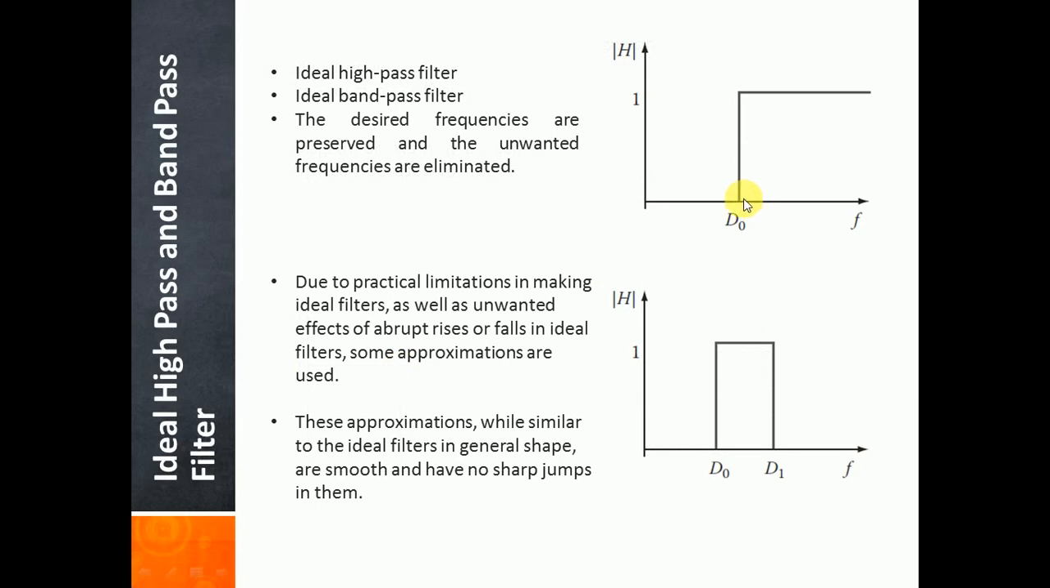An ideal high pass filter would look like this, where beyond D0 all the frequencies are allowed, whereas before D0 they are eliminated. This is a band pass filter, so it only allows frequencies within a particular band to pass through the system. Now these are examples of ideal low pass, high pass and band pass filters, and they're hard to make. And some good approximations are Butterworth filters.